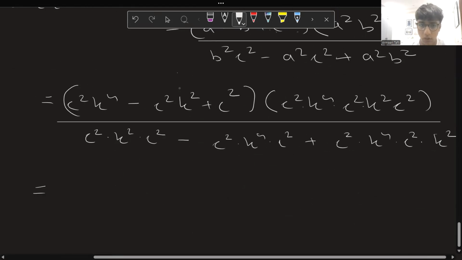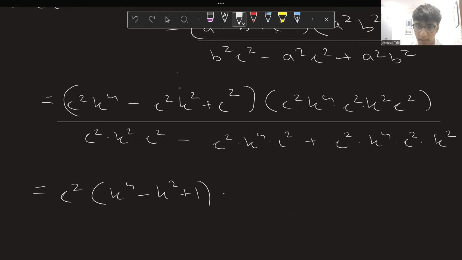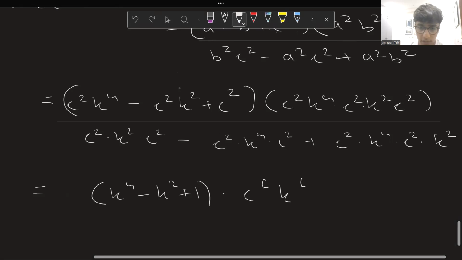From here, as you can see on top, you can take c square out common from each term. So let's do that: c square, and you get k to the power 4 minus k square plus 1. And then if you simplify this, you get times c, c is 2, 4, 6, so it's c to the power 6. And k is also to the power 6. And now let's just get rid of the c here and make this c to the power 8 right here. So we can just directly write that. This is a completely simplified numerator.